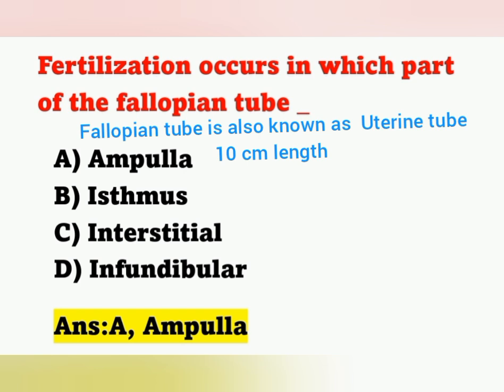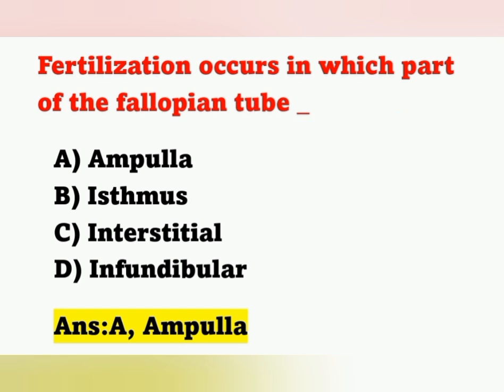Fallopian tube is also known as uterine tube and its length is about 10 to 12 centimeters. Usually it is 10 centimeters in length and it has 4 parts. They are intramural or interstitial part, isthmus, ampulla and infundibulum. Here fertilization occurs in the ampulla of the fallopian tube.